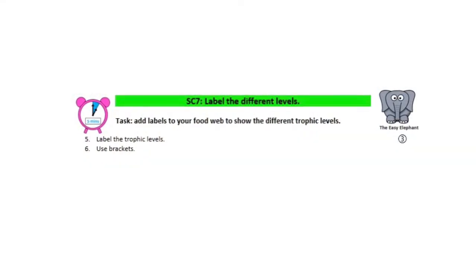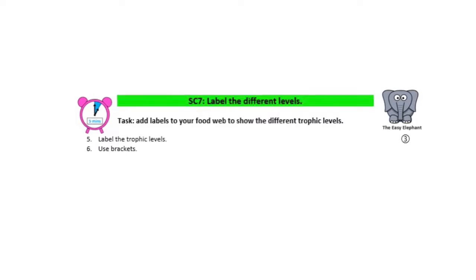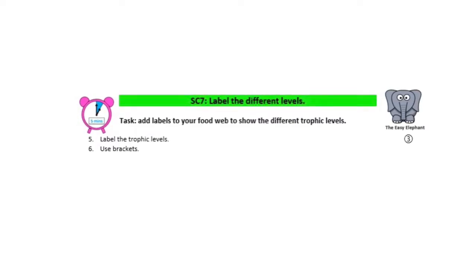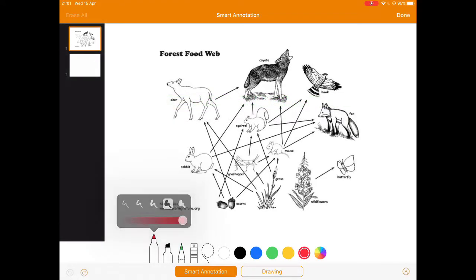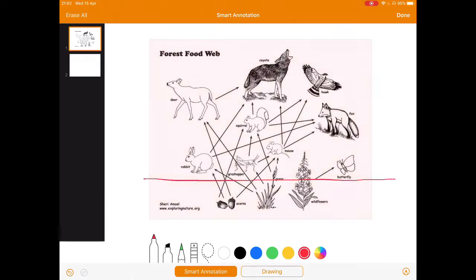Moving on to SC7, which is to label the different levels of a food web. So again, I'm going to show you on an example. We call the different levels of a food web or food chain the trophic levels. At the bottom is the first trophic level containing all of the producers.